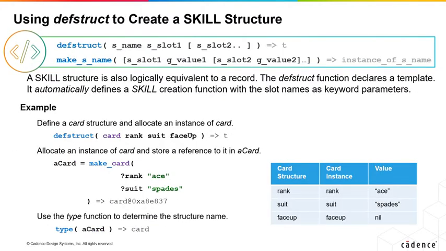Now in addition to disembodied property lists, you can also more formally create a structure. Just like a record, the defstruct function declares a template. So when you use it, it declares a template that tells what all of the slots are, and it automatically defines a creation function for this particular structure. So in this example here, we define a card structure and allocate an instance of card. So we say defstruct, the first input is card. That's the name of the structure. And then we give rank, suit, and face up as the additional slots that will be created.